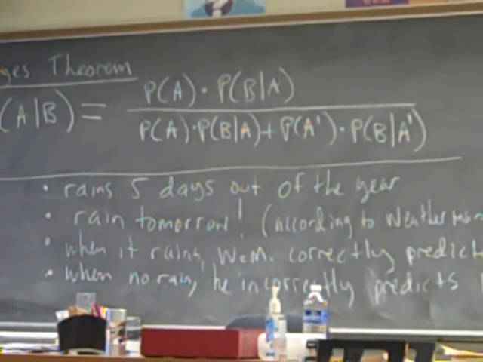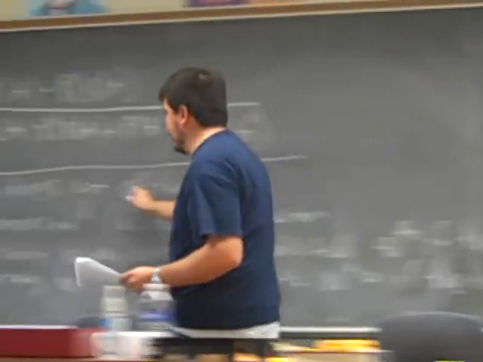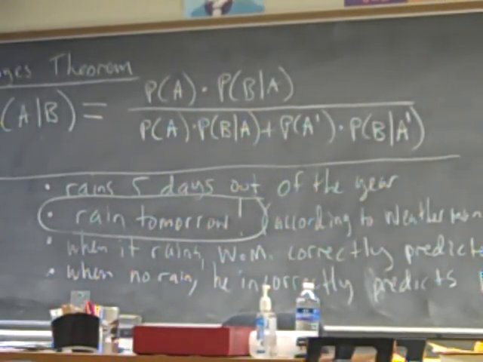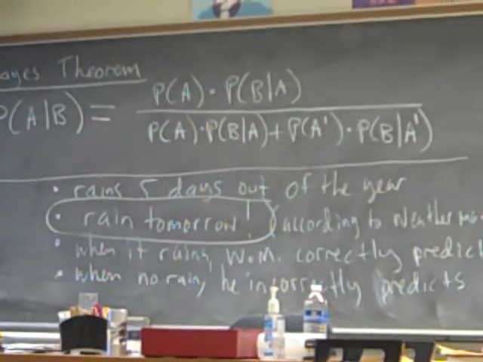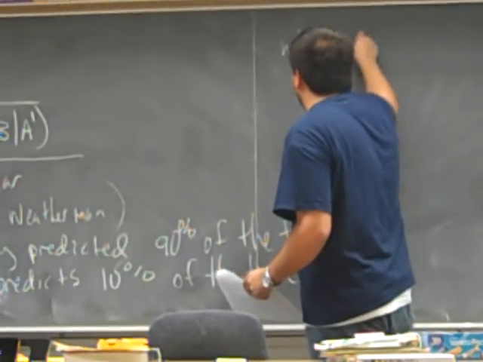And then the question is, we know this, that's the forecast. He says it's going to rain tomorrow. It doesn't rain often, but he says tomorrow it's going to rain. So the question is, what is the probability that it actually will rain?